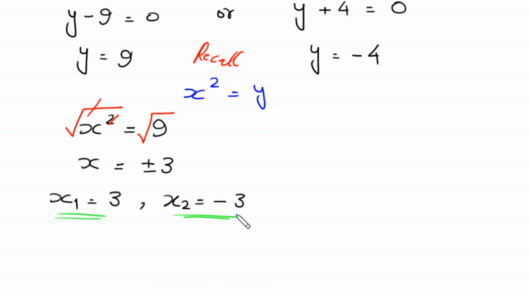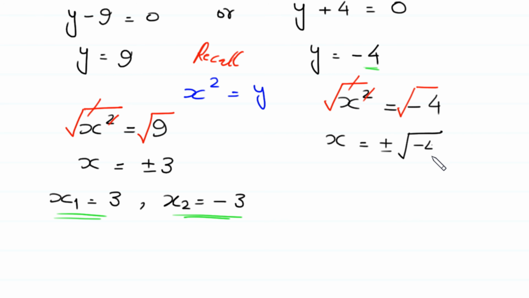Now to find the other two solutions, in this equation we put the value of y, negative 4. x squared is equal to negative 4, and from here we take the square root of both sides. This square will be cancelled with this square root, and x is equal to plus minus square root of negative 4.